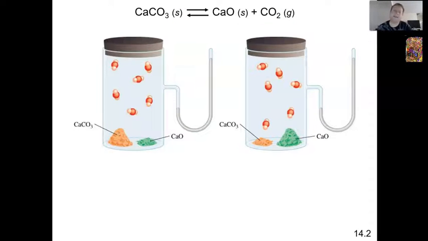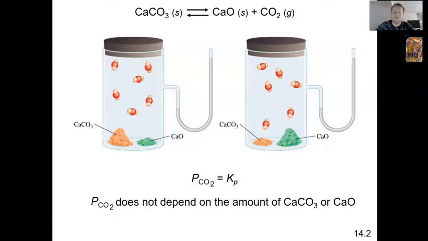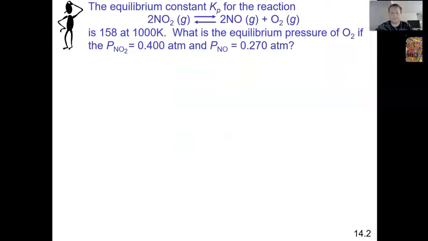Here's sort of a visual of why that is. If we're considering, for example, the pressure changes caused by CO2, then we're really focusing on CO2, right? Solid calcium carbonate and solid calcium oxide are not really going to contribute so much to that pressure. They don't take up much space anyway. So that's sort of a broad idea of why we do that. The pressure of the CO2 does not depend on the amount of calcium carbonate or the calcium oxide.